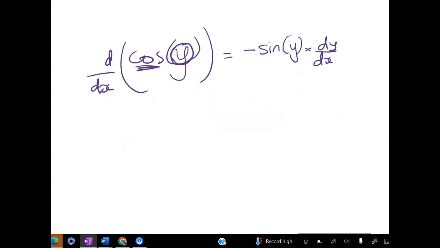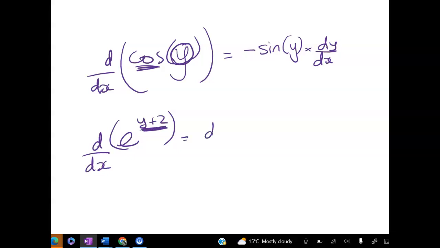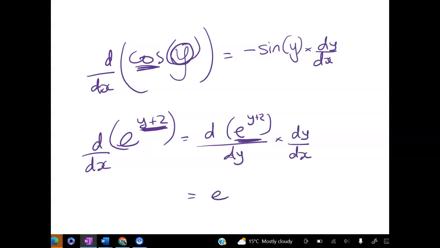The next question was e to the y plus 2. We have to differentiate this with respect to x. So again, we're going to have the chain rule on this. So I'm going to differentiate this with respect to y and then use the chain rule to differentiate the whole thing with respect to x. When I differentiate this with respect to y, I get e to the y plus 2. I check my inside function, but its derivative is just 1, so I can keep going. So my answer here is this, e to the y plus 2 times dy by dx.